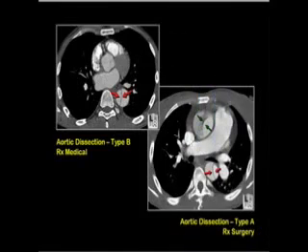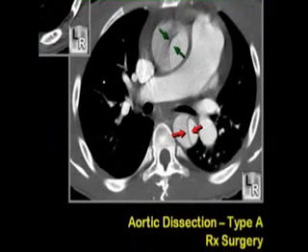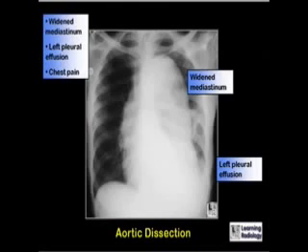Aortic dissections which are type B dissections spare the ascending aorta and are usually treated medically. Aortic dissections which involve the ascending aorta are type A dissections, and they're usually treated surgically. Conventional radiography is not a very sensitive means of demonstrating an aortic dissection, but if you see a patient who has a widened mediastinum, a left pleural effusion, especially if they're complaining of chest pain, then you should be worried about the presence of an aortic dissection.